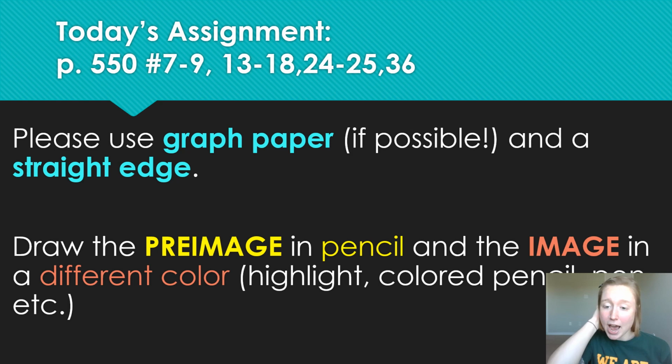If you need graph paper, I'm going to attach it to the email that I'm sending out to you guys so you can print it off. And if you don't have a printer, you're just going to need to figure out some way to sketch small graphs into your lined notebook paper.